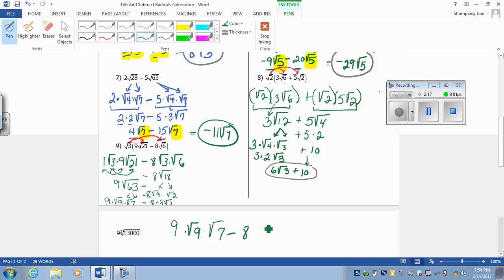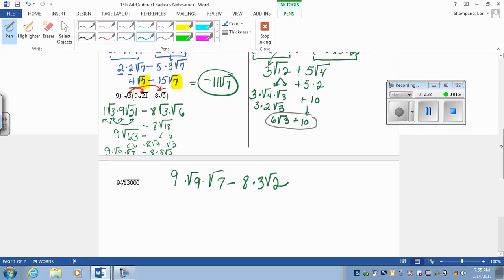Minus 8 times 3 times the square root of 2. Okay. So let's go ahead and do our strategy where we work on one side at a time. We know that we can simplify the square root 9 to 3. So we're left with 27 times the square root of 7. Minus, on this one we can multiply the 8 and the 3 because they're both constants outside the radical to get minus 24 times the square root of 2.